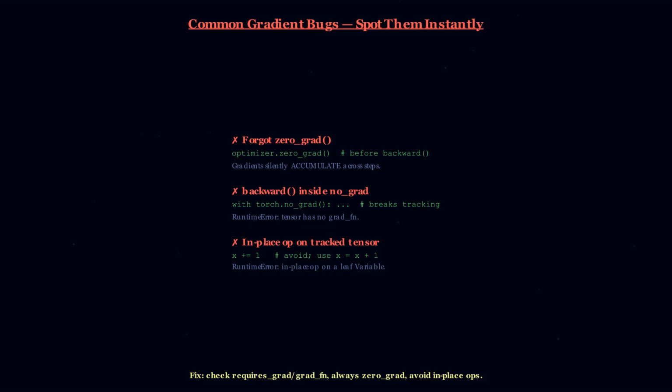Bug 2. Calling .backward() inside a block wrapped in torch.no_grad(). That context disables gradient tracking entirely. You'll get a runtime error saying the tensor has no grad_fn. Bug 3. Modifying a tensor that requires grad using an in-place operation like x += 1. This can break the graph and throw an in-place operation error during backward. The fix for all three. Check requires_grad and grad_fn before calling backward. Always zero your gradients each training step and avoid in-place ops on tensors that need gradients.